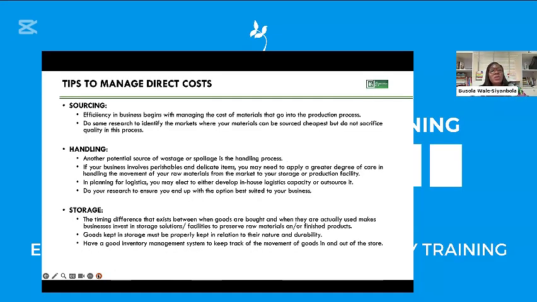Okay? So how do we manage our direct costs? One is sourcing.